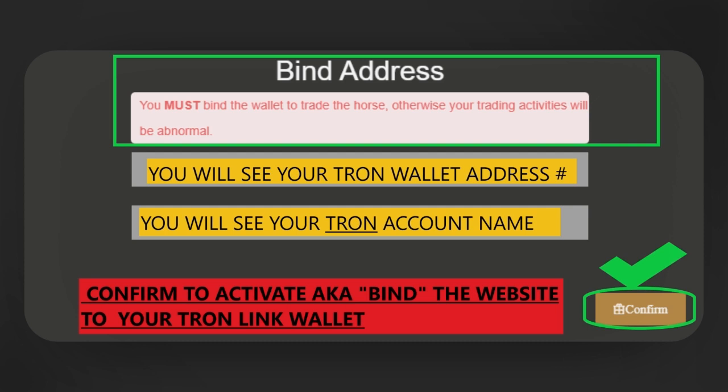Now look at the bottom in red. Confirm to activate, aka binding the website to your TRONLINK wallet. If you see to the right with a green check mark, press confirm, and this will connect, aka bind, the website that the game is on to your TRONLINK wallet that you set up, giving you access to transfer your tokens into that ecosystem so that you can trade, buy horses, and do other activities.